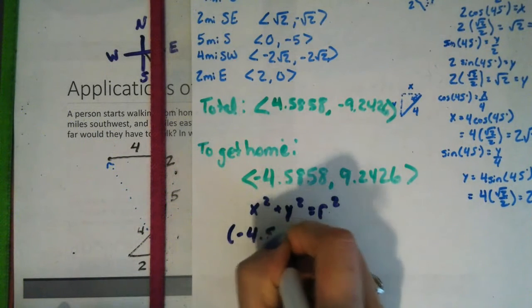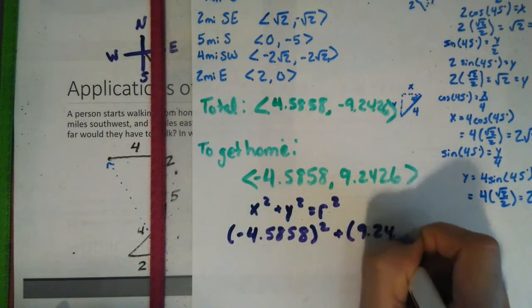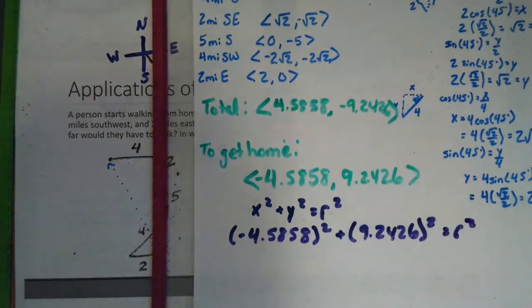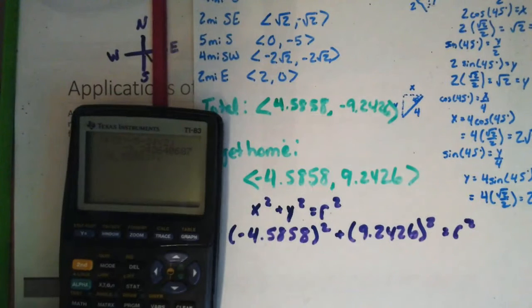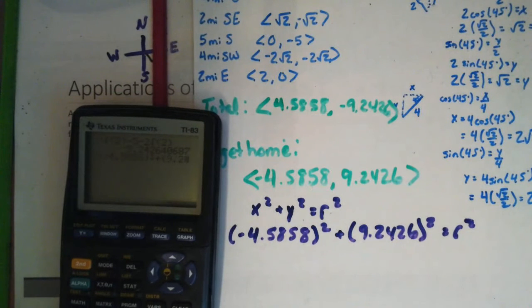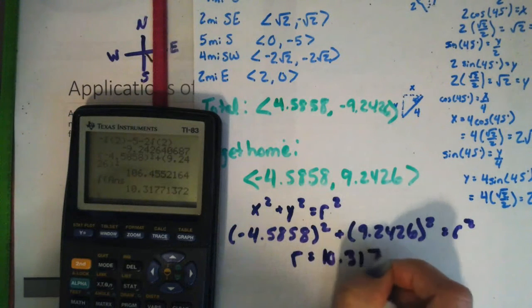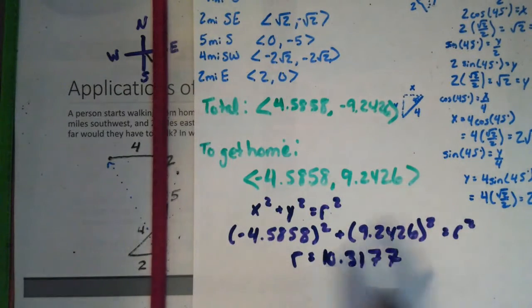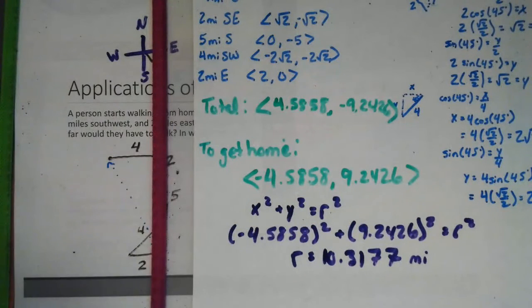So we'll have negative 4.5858 squared plus 9.2426 squared is equal to r squared. So negative 4.5858 squared plus 9.2426 squared equals, and square root that answer to get that r equals 10.3177. So currently they are 10.3177 miles from home if they can go straight there.